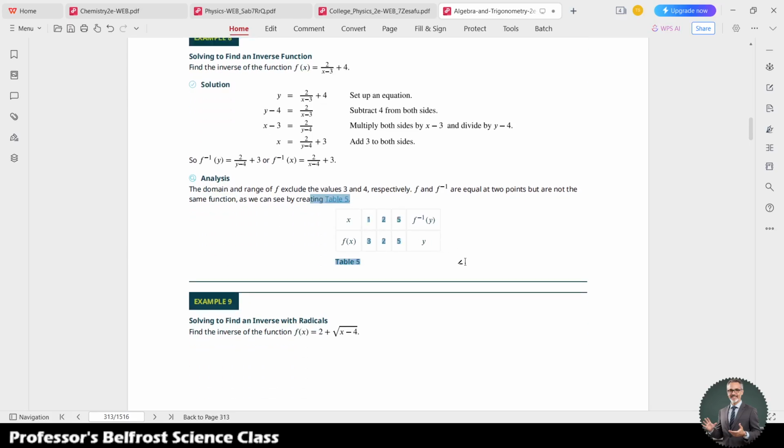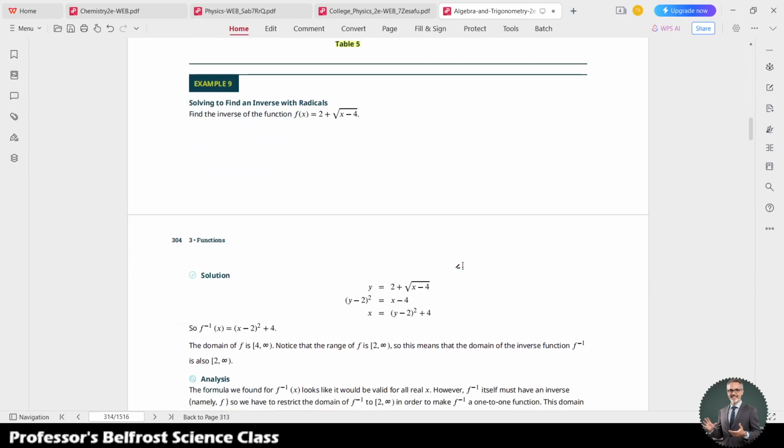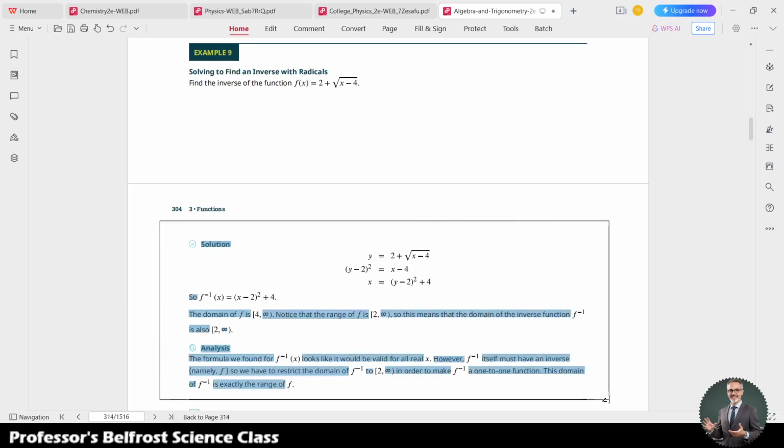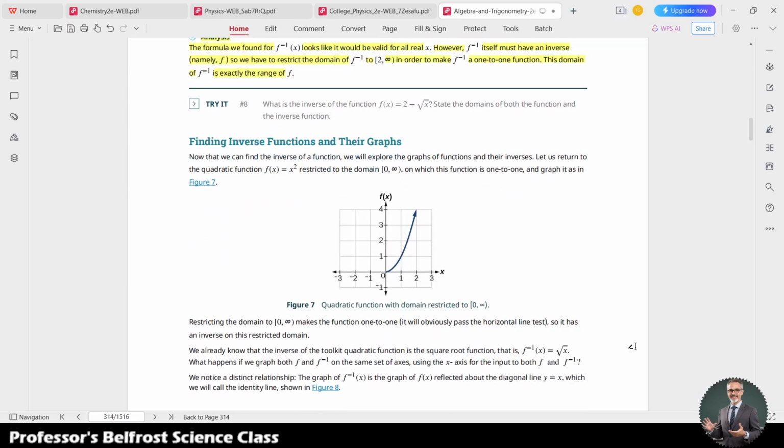And now you can create the table of the inverse function. Find the inverse. Again, this is easy. You just need to group it and change the arrangement. y becomes x and x becomes y. This is how you do this.